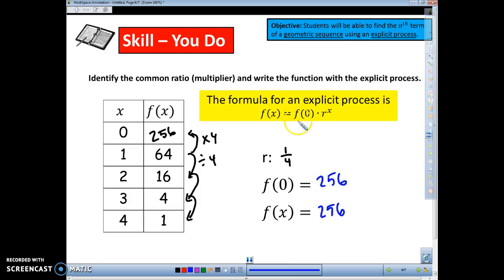That's my initial value, f of 0. And I'm going to plug in my R value, which is 1/4. So multiply times 1/4. Put it in parentheses if you have a fraction, especially also if you have a negative, and that is to the x power.